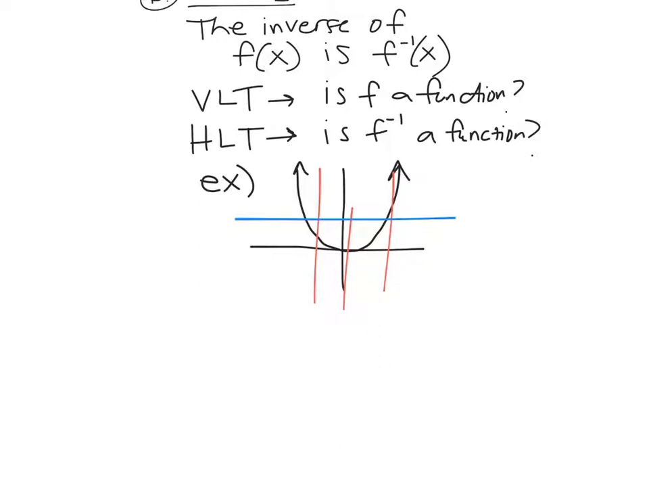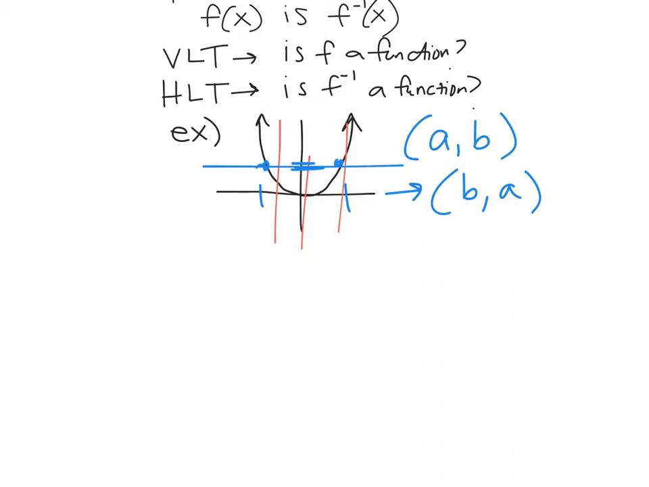Because you know what we do? To go from a function to its inverse, we switch all of the points. We switch them. Remember that? A switches with B. So this point that had two y values, or two x values with one y, is now going to be the other way. It's going to be two x's, or one x with two y's, and that's not going to work.